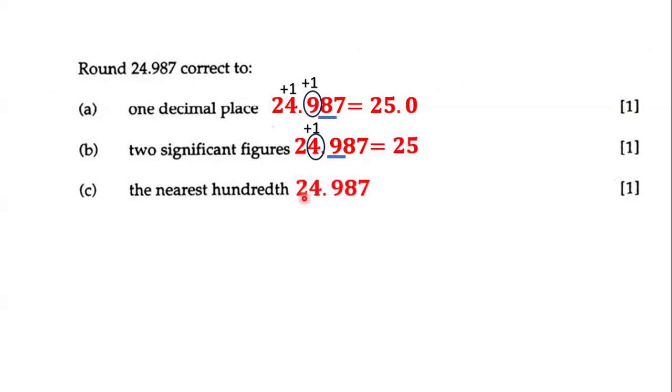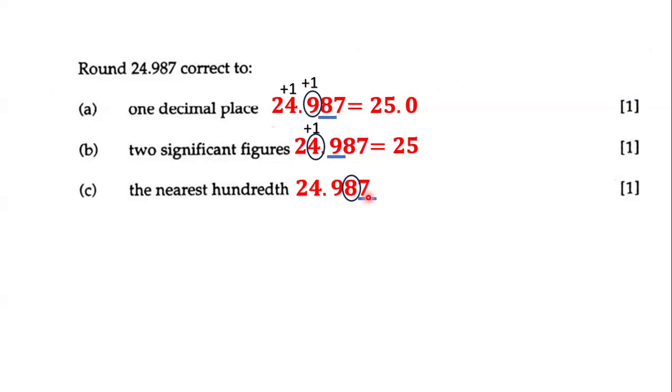Next, we have this number 24.987, and we have to write it correct to the nearest hundredth. Now, this is 2. 2 is in the tens place, 4 is in the ones place, 9 is in the tenths place, and 8 is in the hundredths place. So we circle 8, and we underline 7.